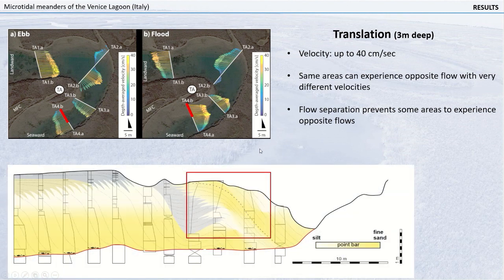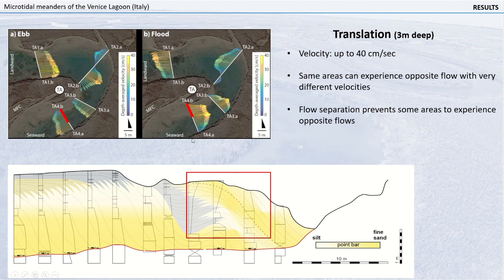If we consider the grain size of the deposits associated with this band, we clearly see that the presence of strong flood currents along the seaward side of the band is clearly documented by the presence of sandy deposits on the point bar top. So this is quite counterintuitive.